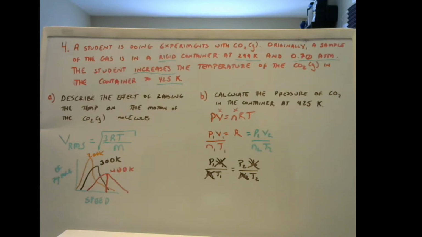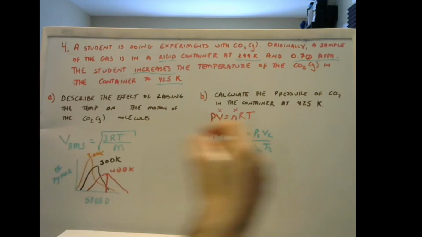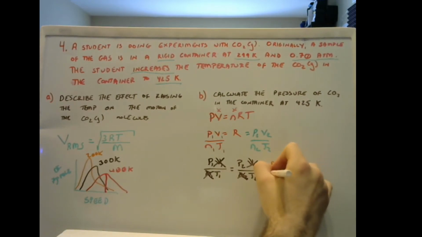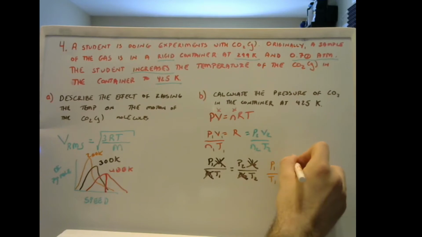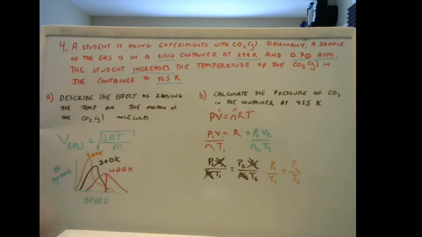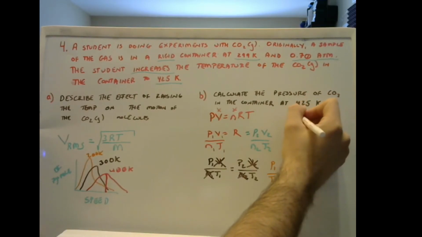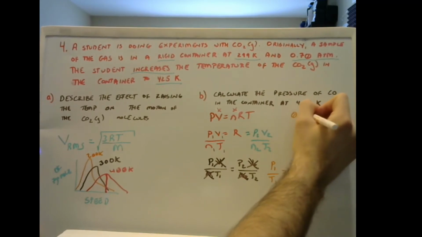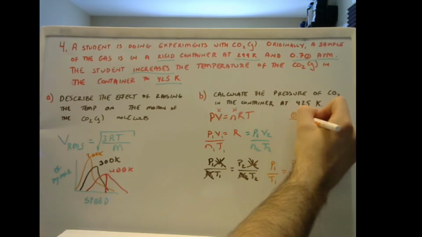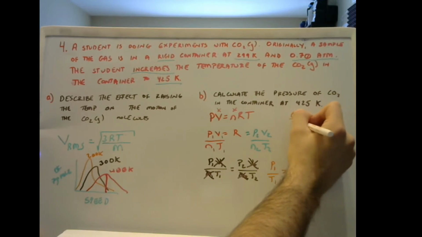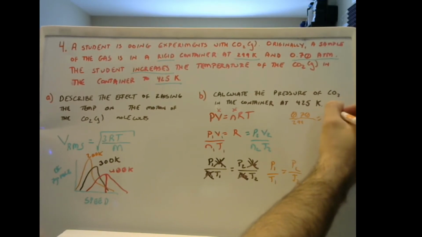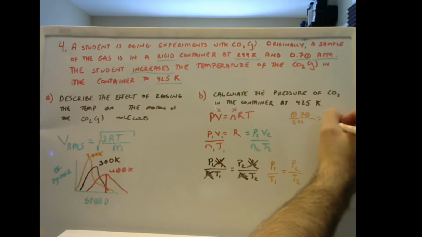So now I have P1 over T1 equals P2 over T2, and I can just plug in and solve. In this particular case, it started at 0.70 ATM, which corresponded to 299 K. I don't know what P2 is, but I'm going to be looking at 425.